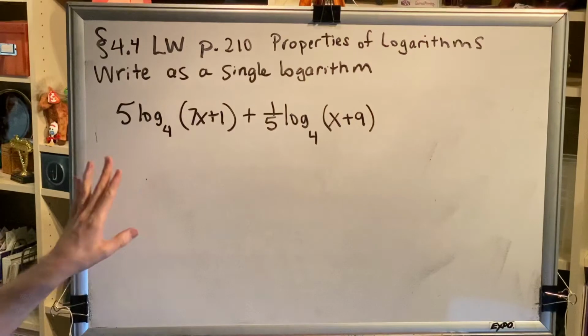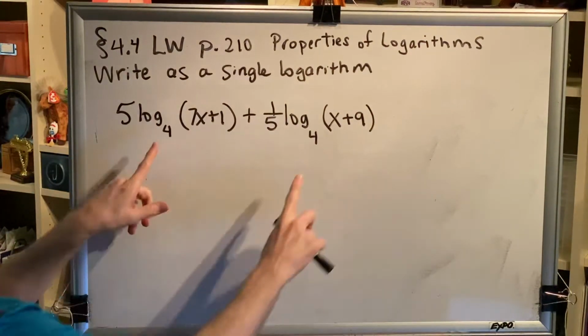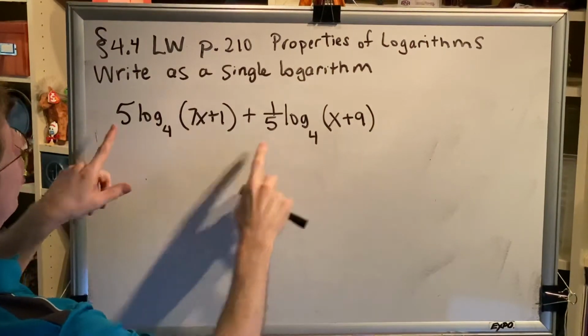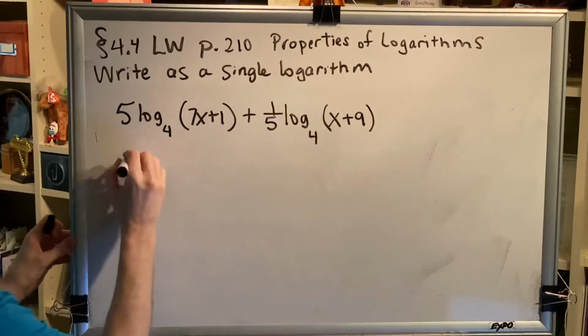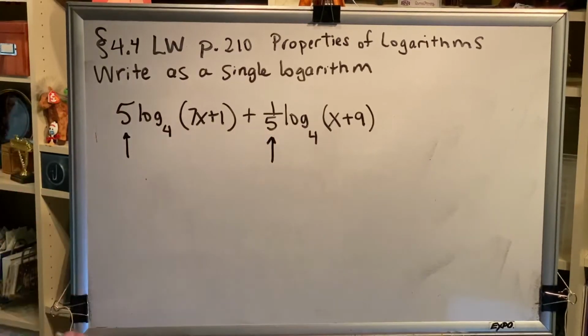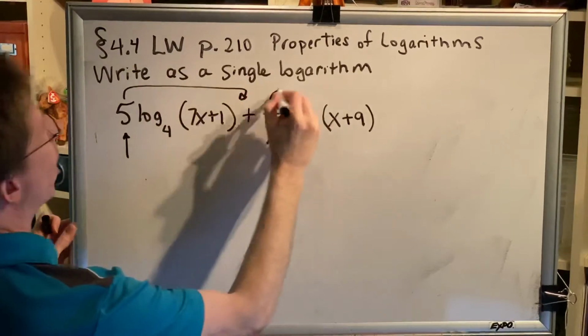Okay, so in order to combine these two logs into one, they have to have the same base, which they do, and they have to have no numbers in front of them. So we need to get rid of this 5 and get rid of this 1/5 using the power property. So we're going to move this here and we're going to move this here.